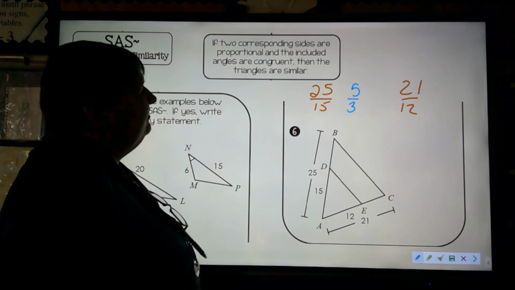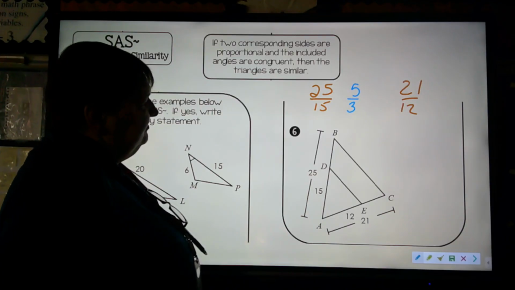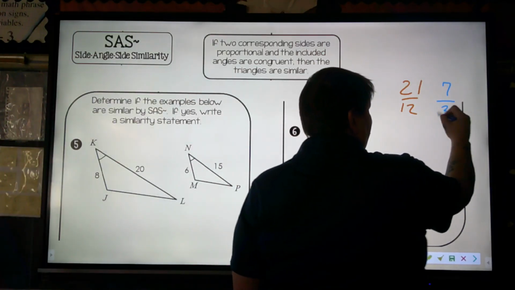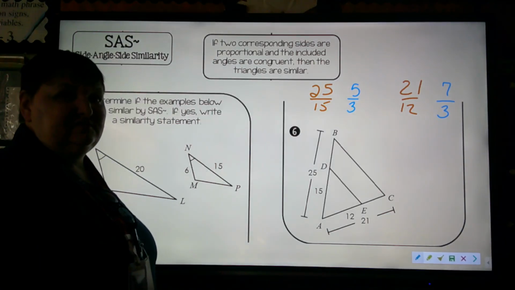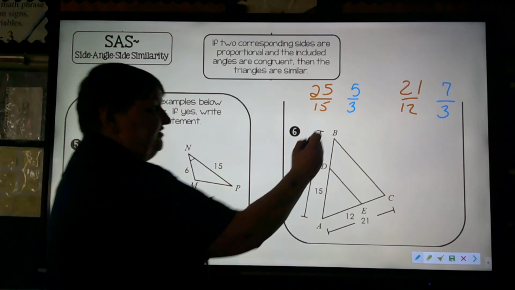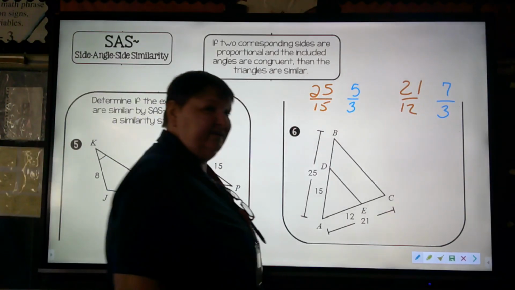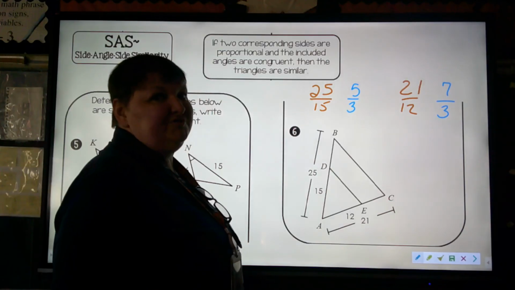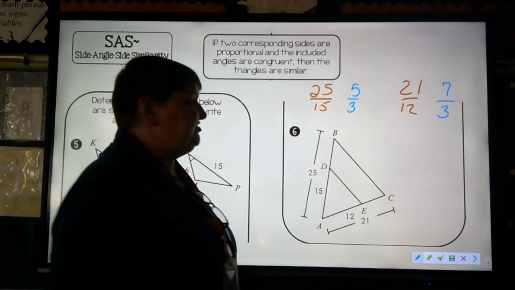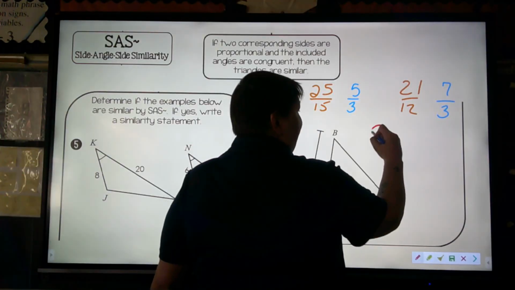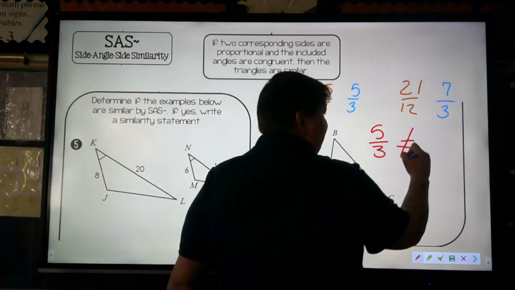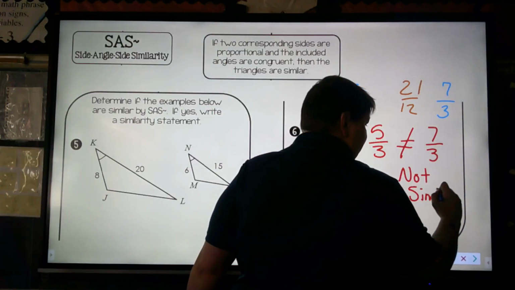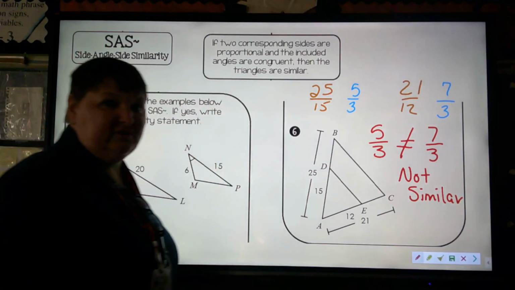Thank you. 21 over 12, yeah. Simplified, this would be 7 over 3. You could stop right there, because 5 over 3 does not equal 7 over 3. The corresponding sides are not proportional. The ratio does not match, right? So 5 over 3 does not equal 7 over 3. So they are not similar. They are not similar.